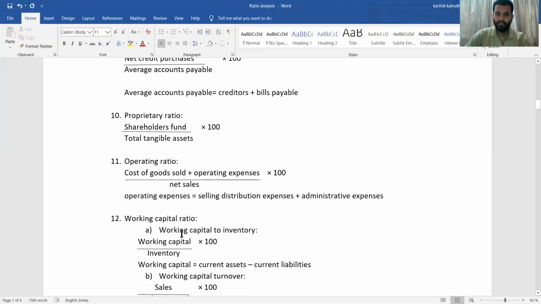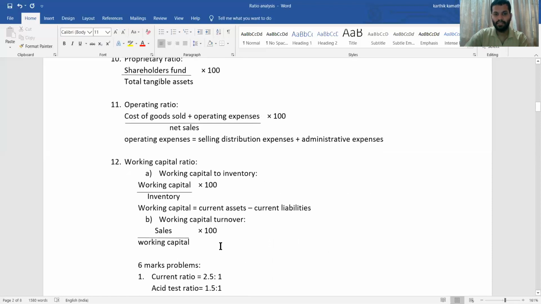Working capital to inventory means working capital divided by inventory into 100. Or else, what do you mean by working capital? Working capital is equal to current asset minus current liabilities. Working capital turnover ratio, that is sales divided by working capital into 100.